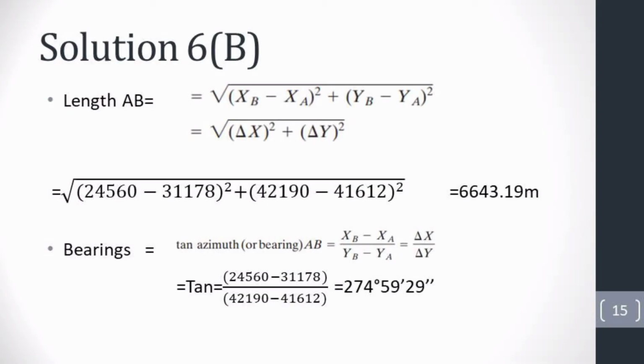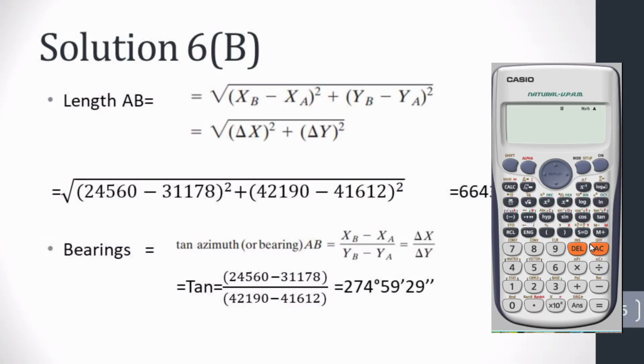And then the bearing. So that is tan of the bearing of AB, which is the difference between the easting of B and A divided by the difference between the northing of B and A.